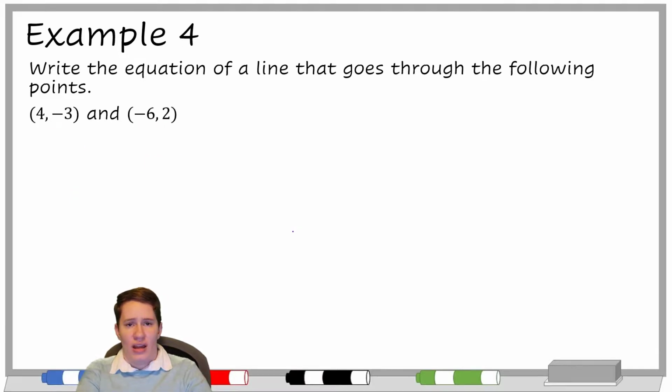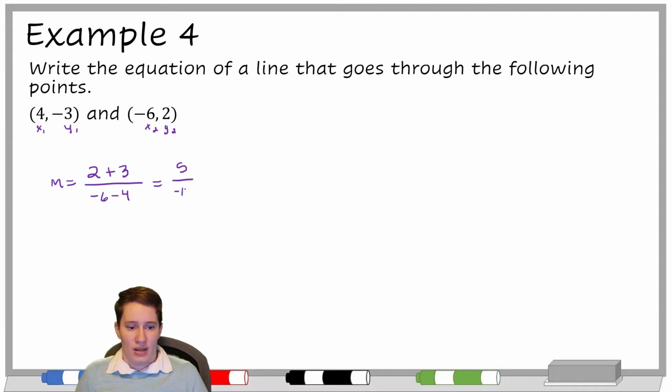Example 4. Okay, no repeated x value, no repeated y value. So we're going to have to work this out. So for our slope, we need x1, y1, x2, y2. So 2 plus 3, because we're minusing a -3, and -6 minus 4. This gives us 5 over -10. Simplify that and get -1/2. That's our slope. Now you've got to decide which way you want to do this.